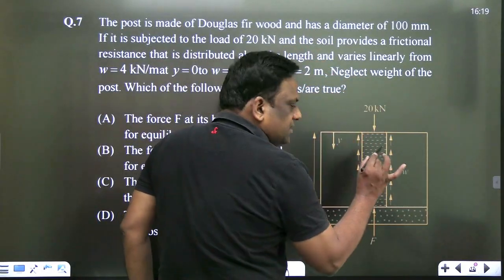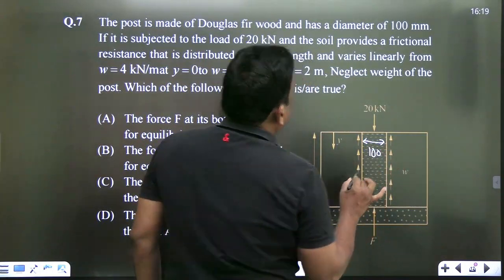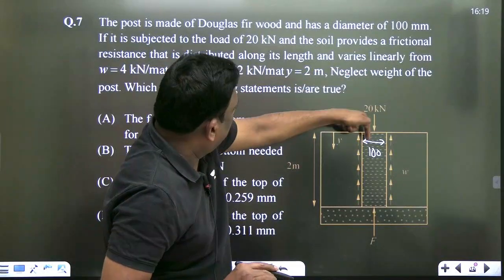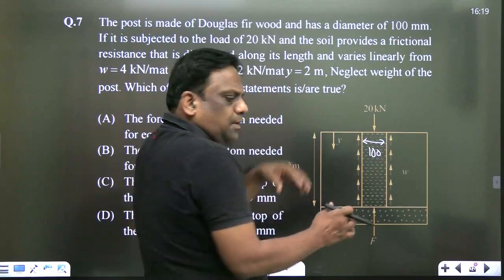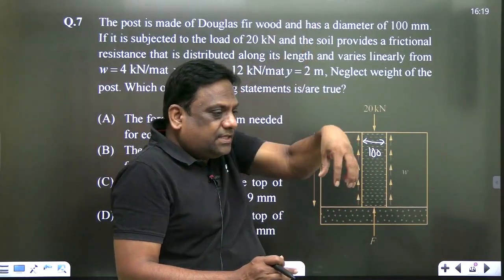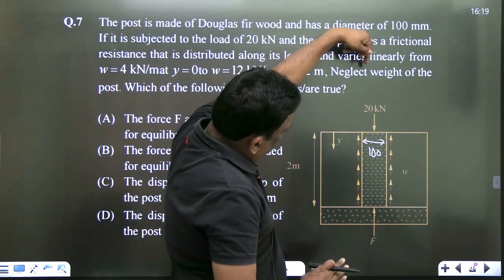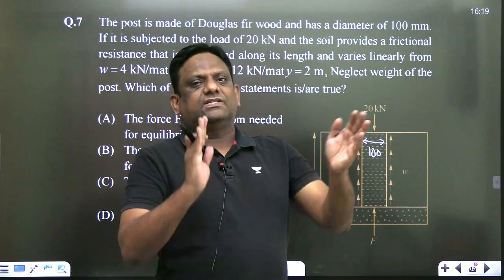So it has a diameter of 100 mm. If it is subjected to a load of 20 kilonewton and the soil provides frictional resistance, there is a post we are keeping like this. The soil is offering resistance. So when there is a load like this, the resistance is in the upward direction. The soil is offering resistance like this.